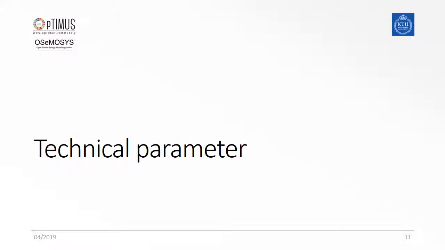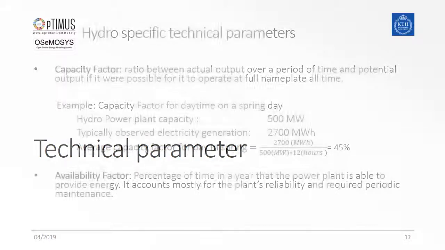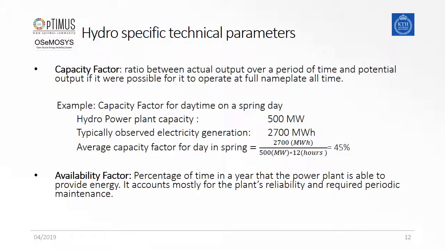Let's now look a bit closer at how hydropower plants can be characterized. Two important parameters to describe the availability of a technology in OSeMOSYS are the capacity factor and the availability factor. The fact that a plant exists does not mean that it can generate all of the time.